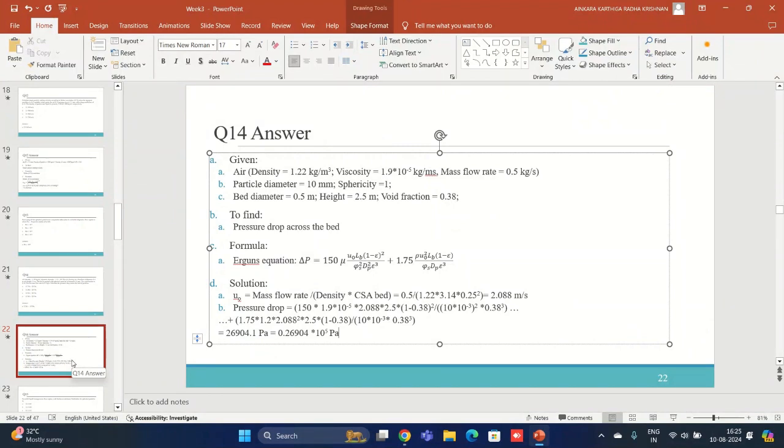So we are asked to find the pressure drop across the bed, and for that we are using Ergun's equation since it is a fixed bed. Delta P is equal to 150 mu u naught LB into (1 minus epsilon) square divided by phi s square dp square into epsilon cube, plus 1.75 into rho into u naught square LB into (1 minus epsilon) divided by phi s dp into epsilon cube. First, we are finding U naught, which is mass flow rate divided by density into cross-sectional area of bed. And after that, we are substituting everything in the pressure drop.